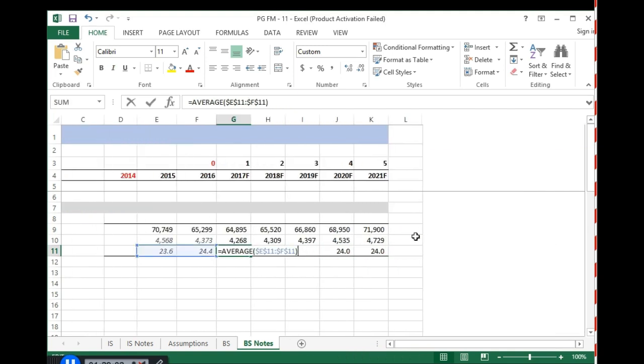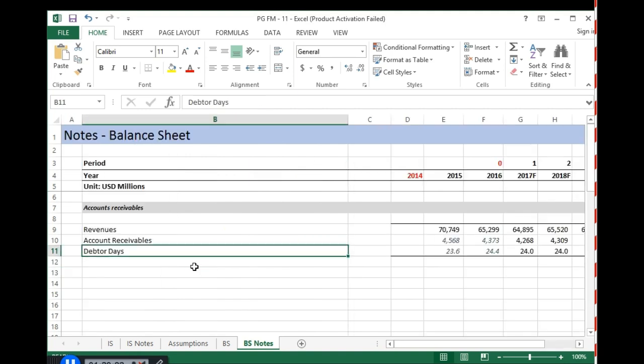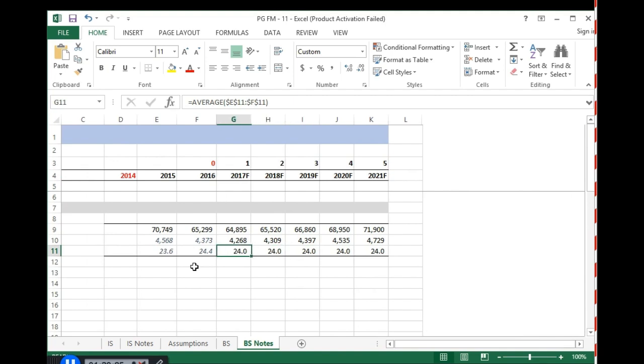Either I can take the average or I can take the most recent one. So I am here taking the most recent one, assuming that my trade terms with the customers will remain the same. So customers will continue to pay me in the time that they are paying me in. Any problem so far? So this is debtor days.